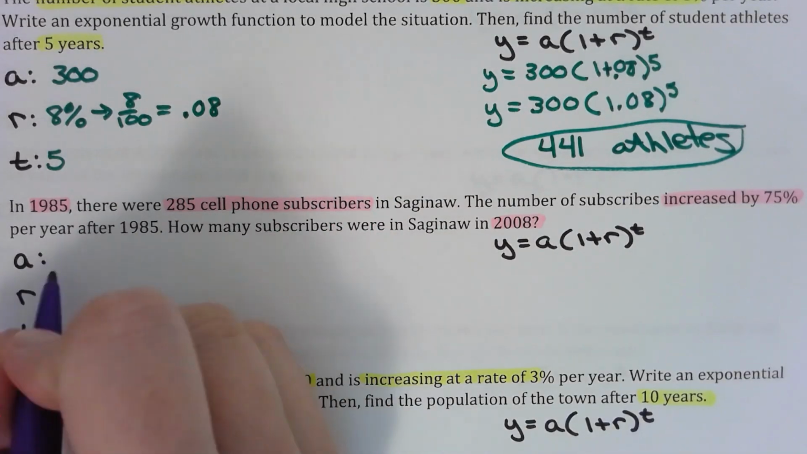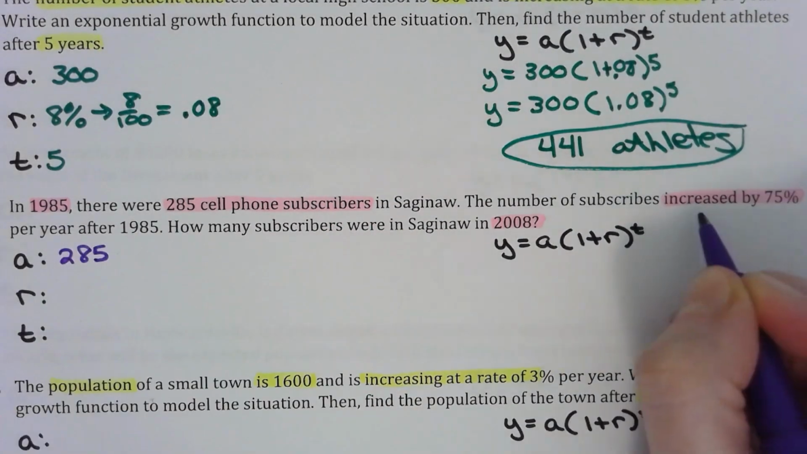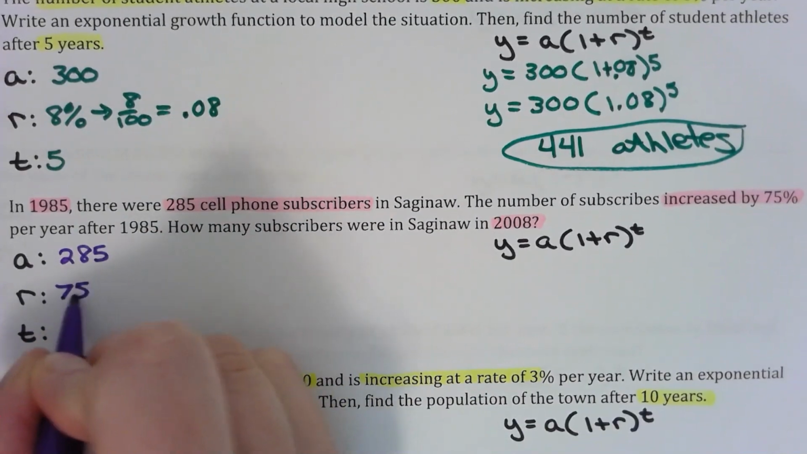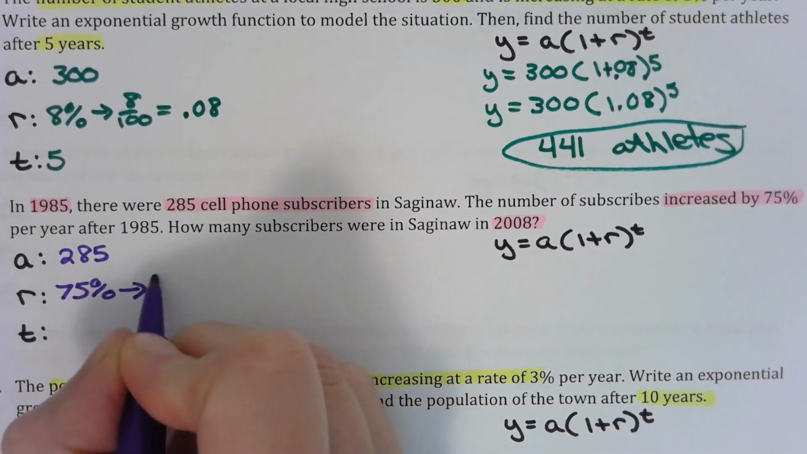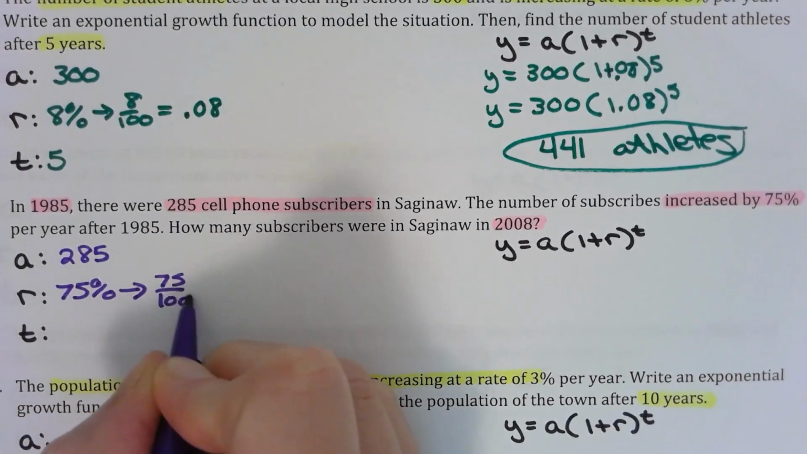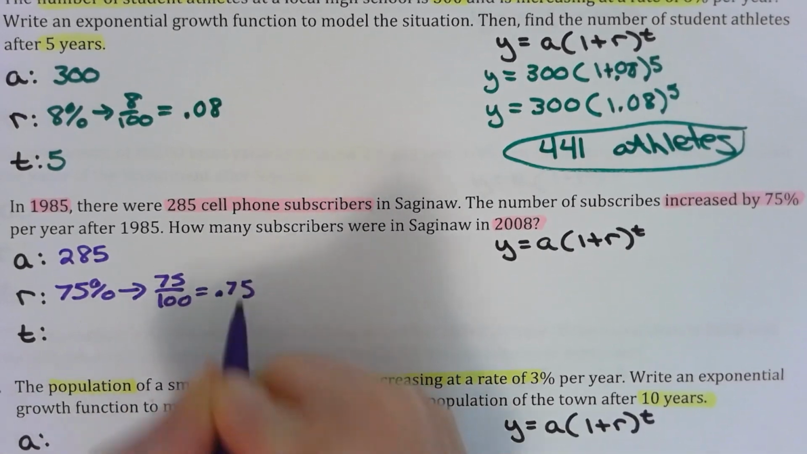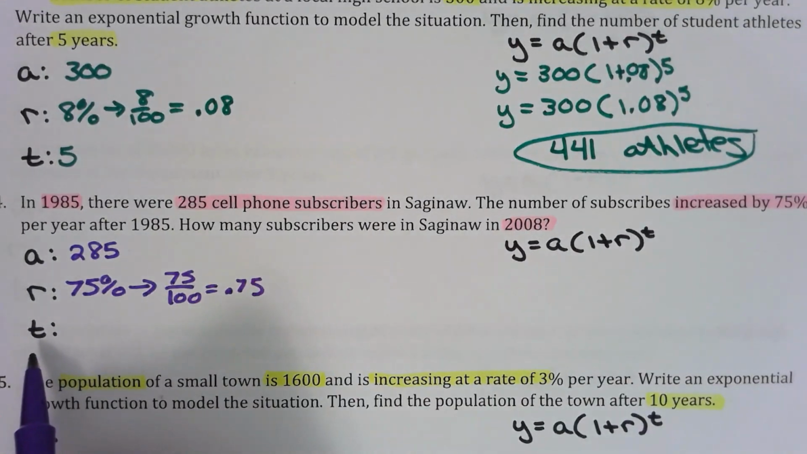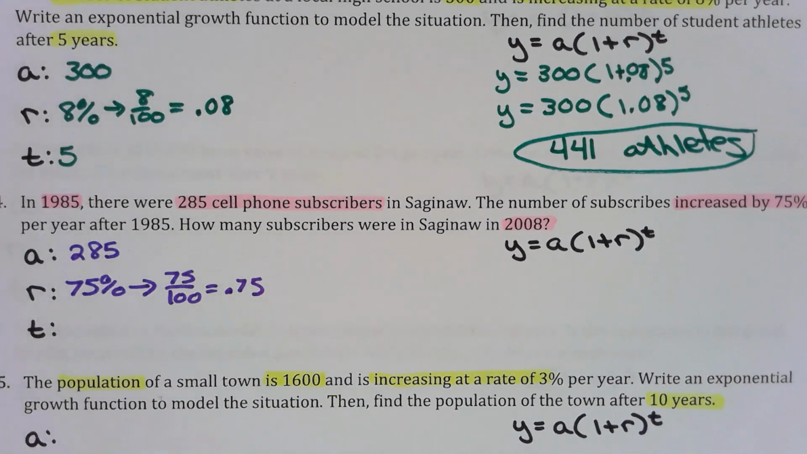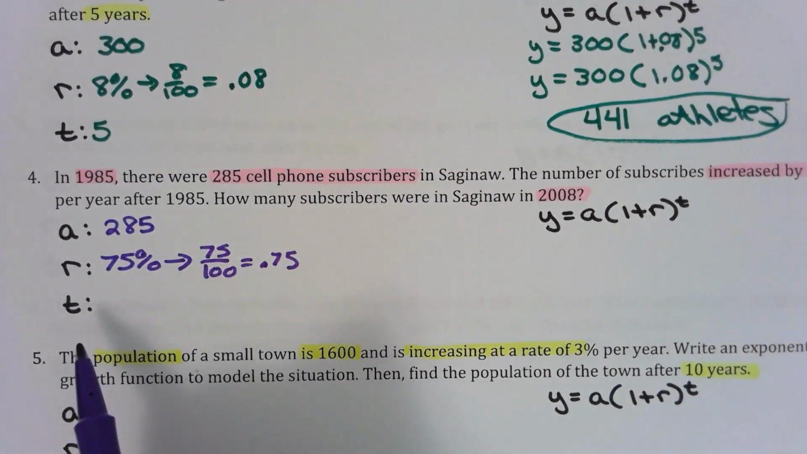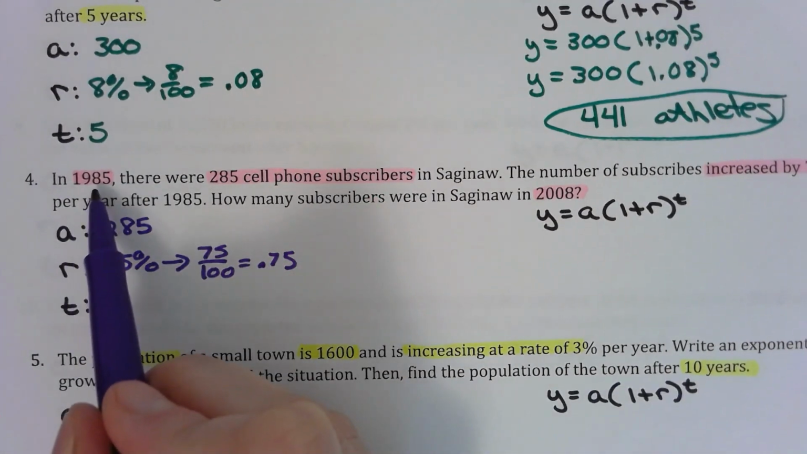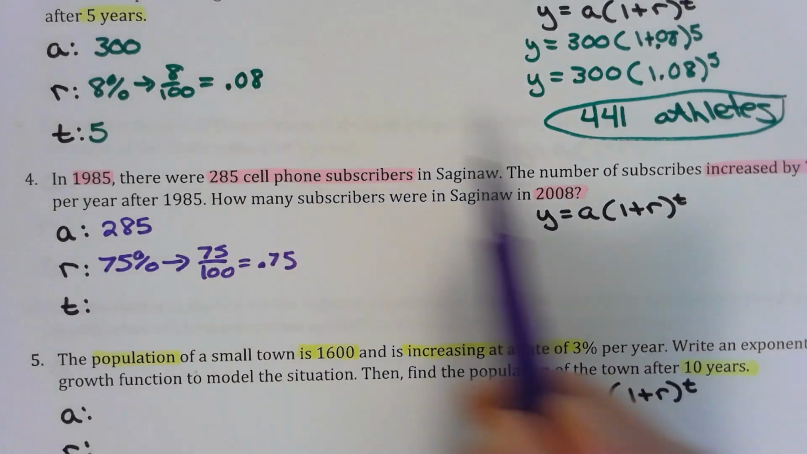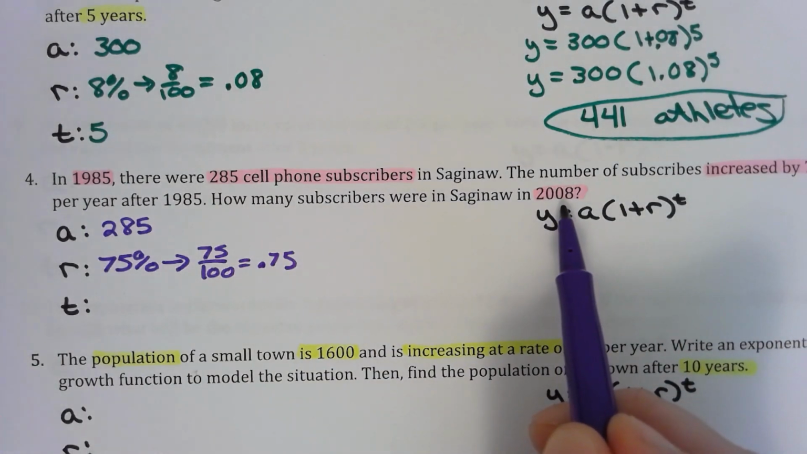So the original amount was 285. They said it's increasing by 75%. And if you do 75 divided by 100, you will get 0.75. And the T value talks about time in years. Now, this is the first time on this assignment they haven't told us how many years, but they did say that we're starting off in 1985 and they want to know about what's going to happen in 2008.